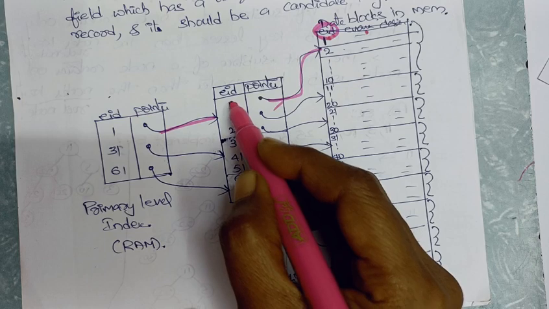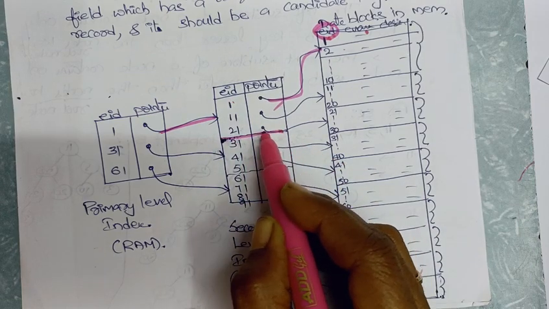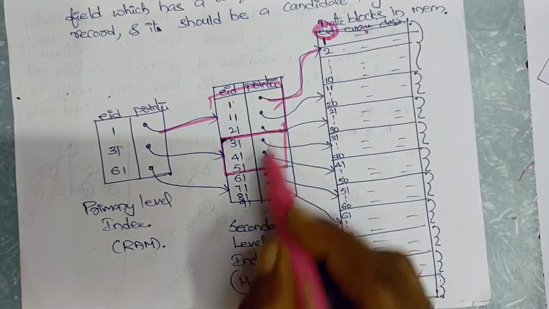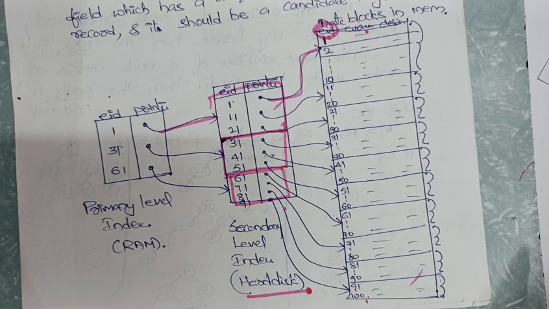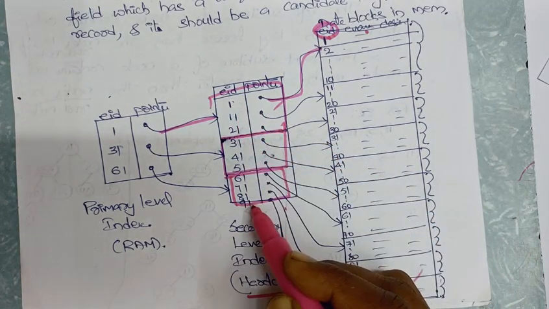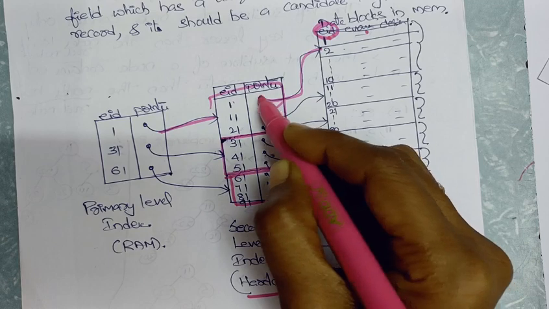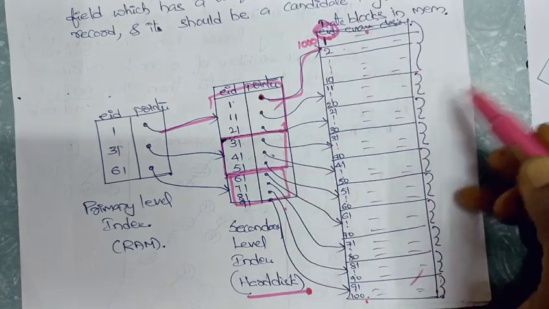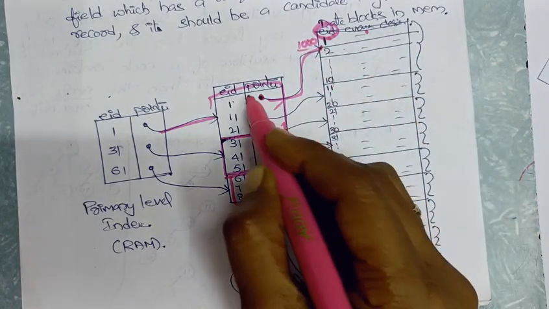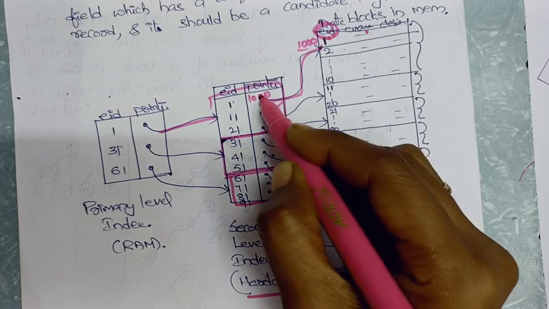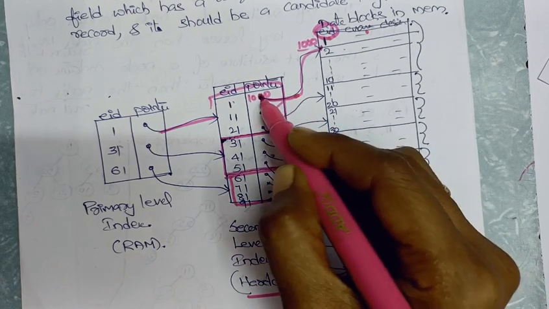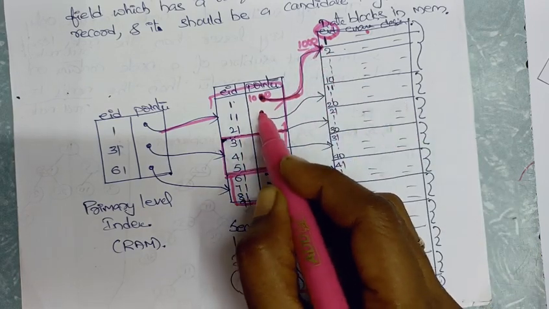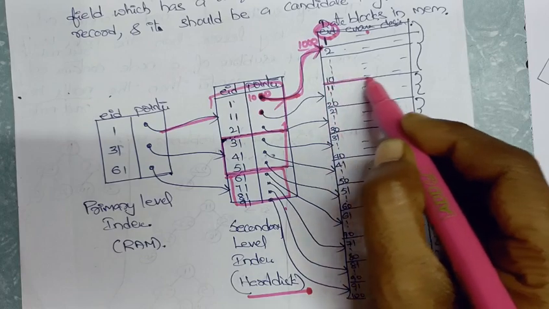Here for employee ID, for example 1 to 21, I am maintaining one block. Next 31 to 51, next 61 to 91. These are the index tables. For example, if one record is stored at the 1000 address, it will maintain 1000, and this 1000 address will be maintained here, pointed to here. Next 11. Here 1 to 10, one block is generated.